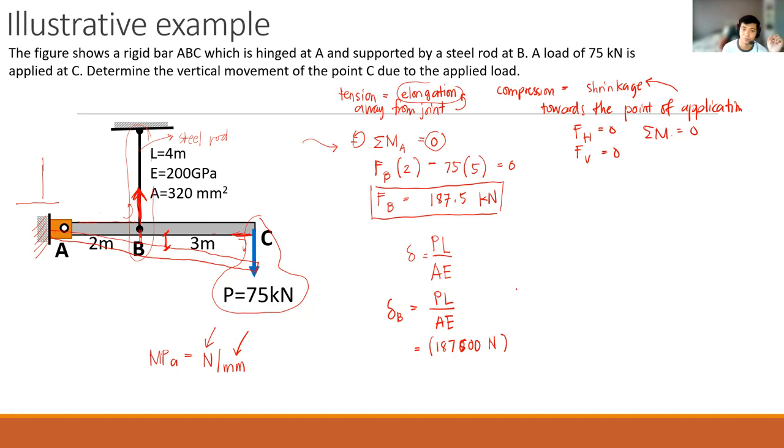So length, so is 4 meters. So instead of 4 meters, I'm going to write 4,000 millimeters. Para Newton per millimeter siya. So divided by the area, that would be 320 millimeter squared. Para if gusto ninyo i-assure yung answer, just write na lang the units per variable. And then 200, so again, megapascal would give me Newton per millimeter. So instead of 200 gigapascal, I'm going to make this 200,000 megapascal. Diba? So Newton per millimeter squared, megapascal, megapascal. So cancel each other out. What is left is millimeters.